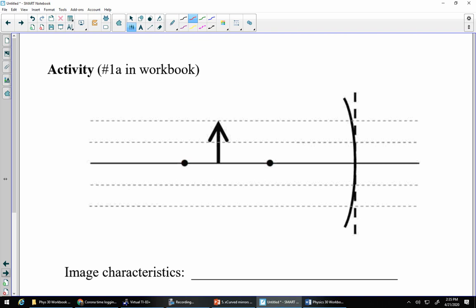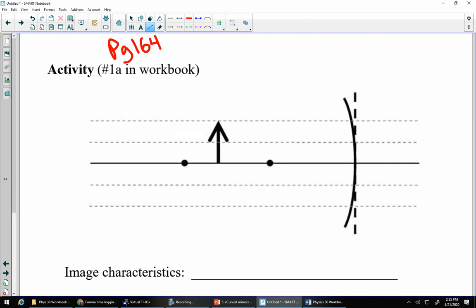Cool. So this one, this is the one that you've got in your workbook. This is on page, let me find it here. It's actually one of the homework questions. So it's 1A on page 164. I'm going to get you to put it on pause for a second. I'm going to get you to try it out. Try and draw those three rays and see if you can figure out where the image is. So go ahead, put it on pause now.